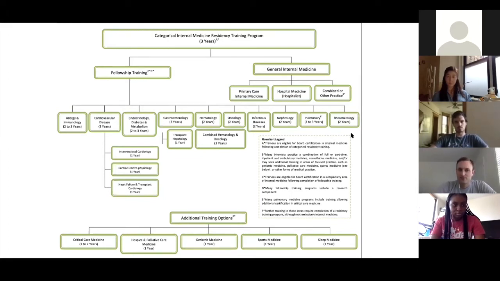So you could choose to do your fellowship in cardiovascular disease, and then you can do another fellowship in particular if you want to study heart failure and transplant cardiology or cardiac electrophysiology or something like that. So there's quite a number of different pathways here, and medicine tends to be one of the most common large blocks that people go to after medical school.